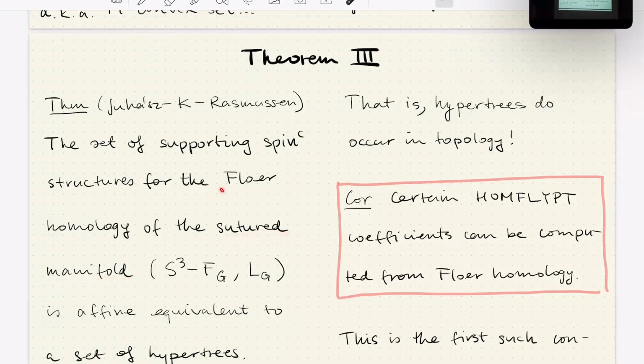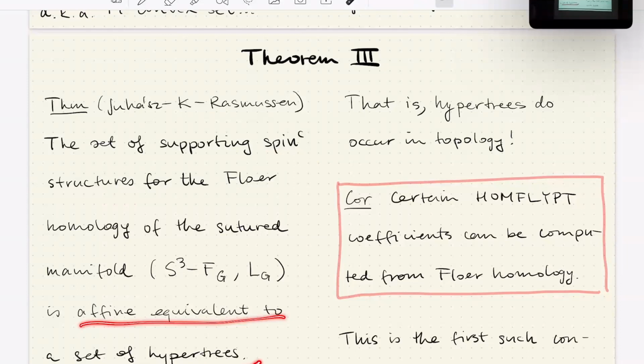Those things have a Floer homology group associated to them. Okay, I can't explain what that means, sorry, unless after the talk. Well, Floer homology always falls apart into a direct sum, direct summands being labeled by so-called spin-C structures. This one obviously comes from some physics. Anyhow, the theorem states that these spin-C structures for this particular construction are affine equivalent to a set of hypertrees.